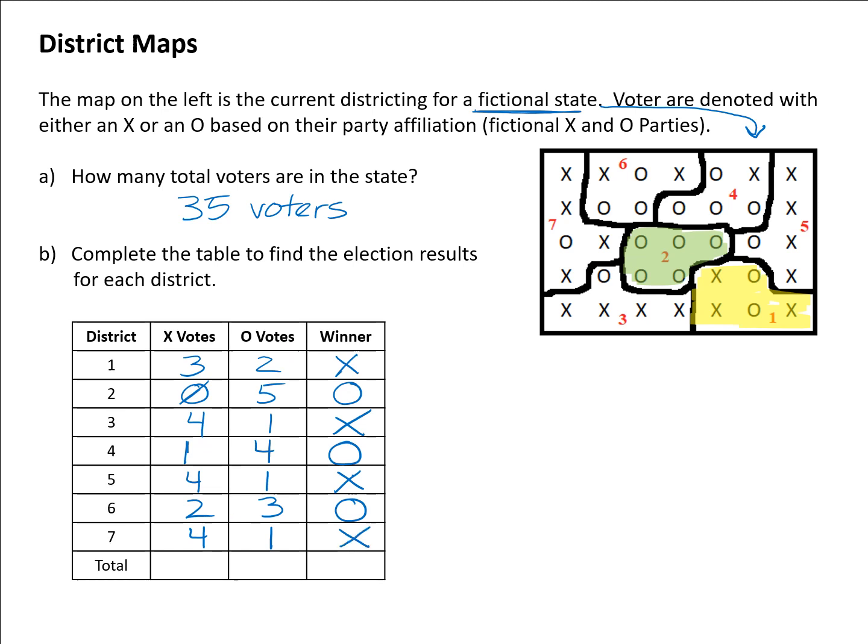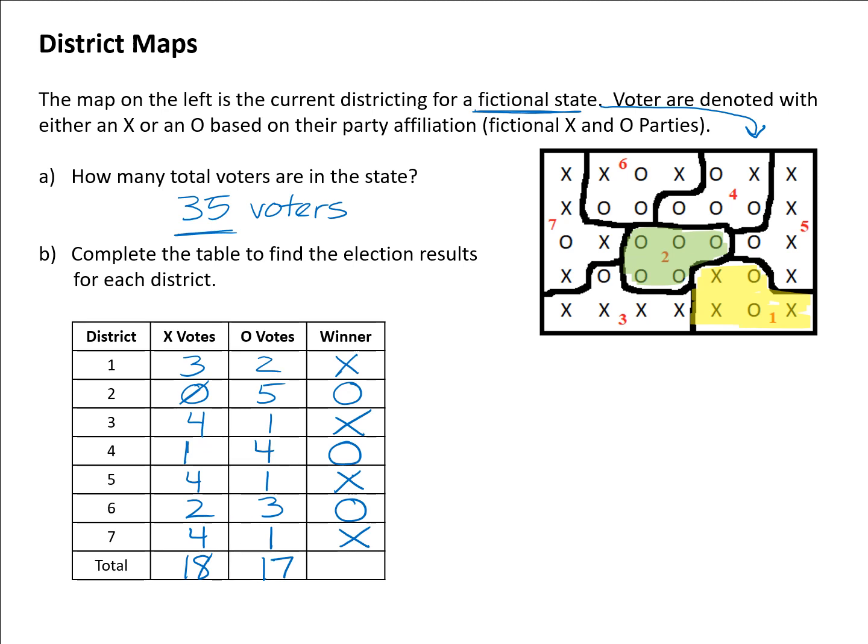So a good way to make sure we have got everybody and I didn't make any mistakes calculating is let's total these votes. We should have 35 altogether. When I add up the X votes, I should get 18. 3 plus 4 plus 1 plus 4 plus 2 plus 4 is 18. And then O votes, 2 plus 5 plus 1 plus 4 plus 1 plus 3 plus 1. That totals up to 17. So 18 and 17 is 35. So I got all the votes.